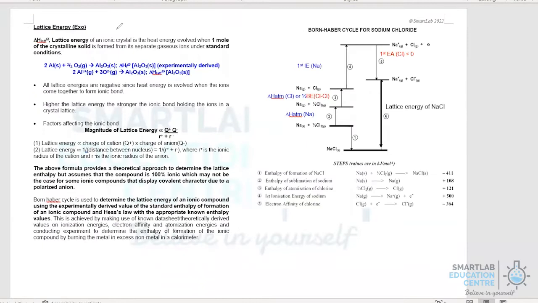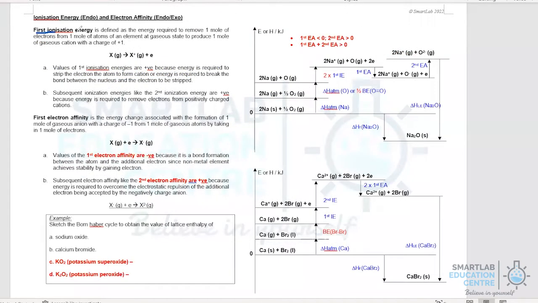Lattice energy. Lattice energy is the heat energy evolved when 1 mole of crystalline solid is formed from its gaseous ions under standard conditions. So this will be the equation to represent the lattice energy. Next we have the first ionization energy. So that's the equation. And obviously you have the second IE and the third IE.